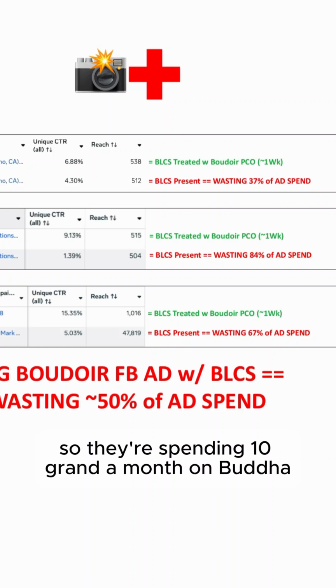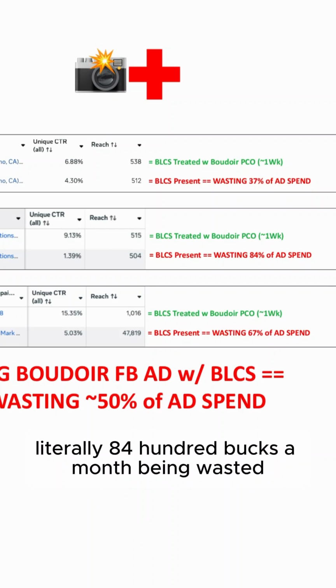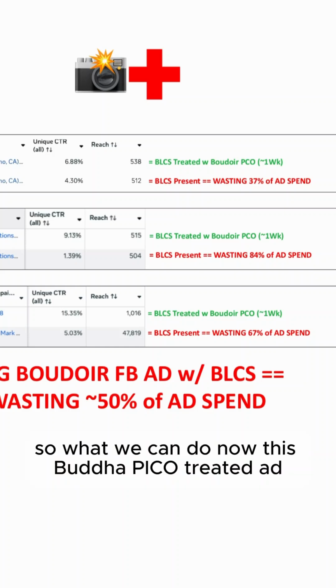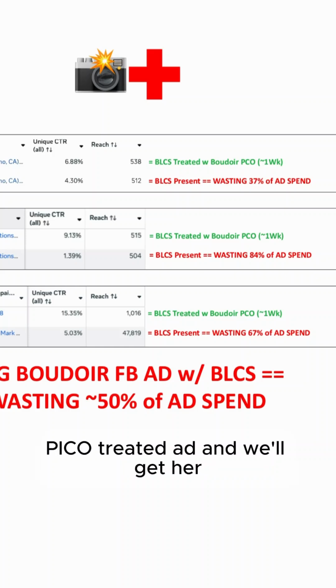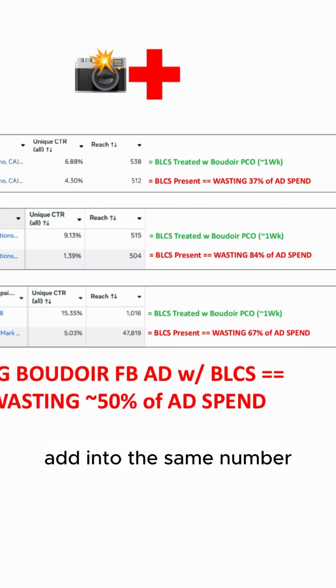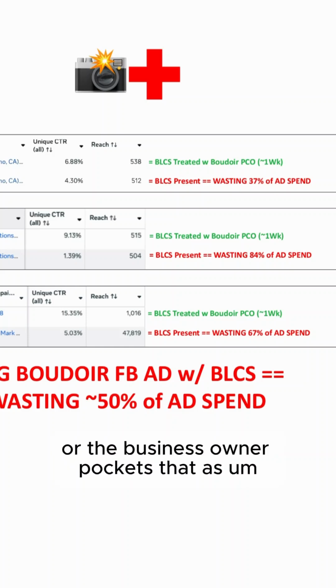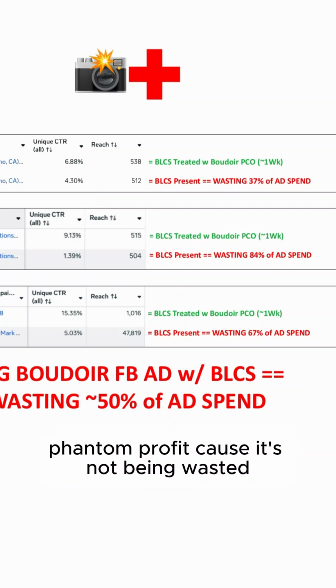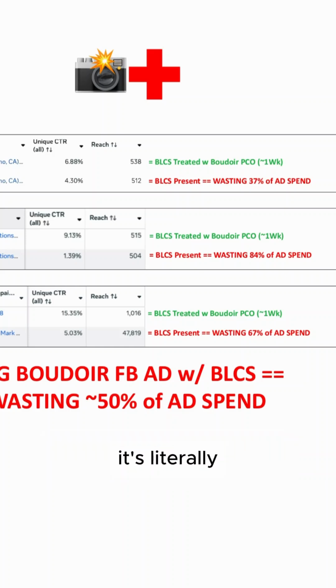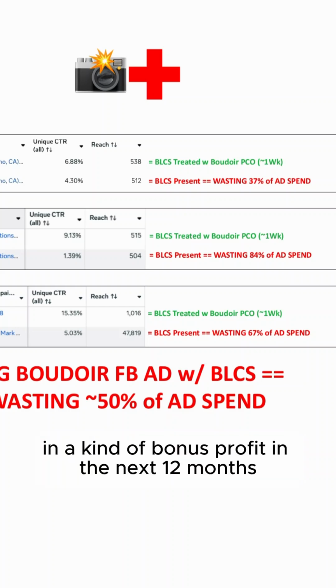So if they're spending 10 grand a month on Boudoir Facebook ads, literally $8,400 a month is being wasted, thrown out the window. What we can do now with this Boudoir Pico treated ad is eliminate that wasted ad spend and only spend the difference, $1,600 a month, and we'll get our ad into the same number of women's brains as the original at 10 grand a month. So massive gains there, and the business owner pockets that $8,400 as an invisible phantom bonus, phantom profit, because it's not being wasted. It's literally something like 100 grand in bonus profit in the next 12 months.